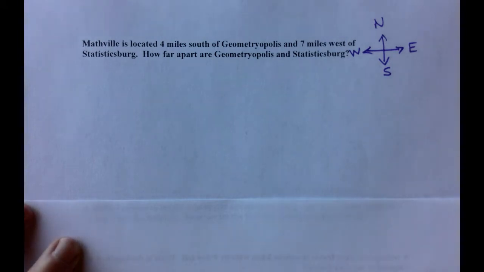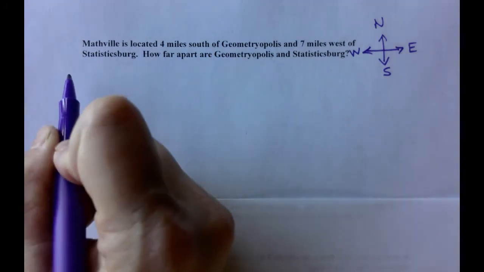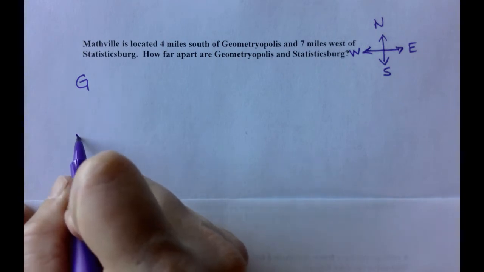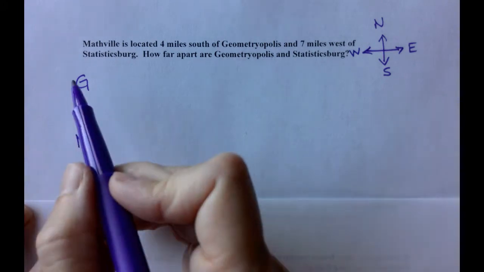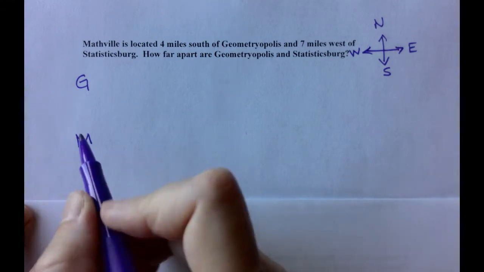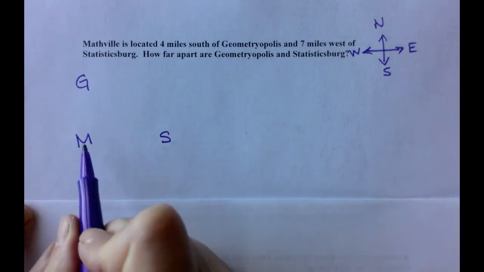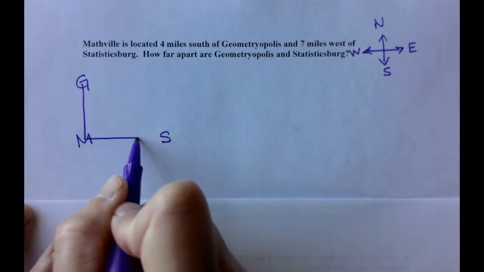So east will be right and west will be left. If we draw in a quick diagram to organize our information, we have these three cities. Mathville is south of Geometriopolis, so I'll put Geometriopolis in with a G. Mathville is south of that, so coming downward. After that, we have that Mathville is 7 miles west of Statisticsburg, so Statisticsburg will be to the right of Mathville. And I will fill in a right triangle.